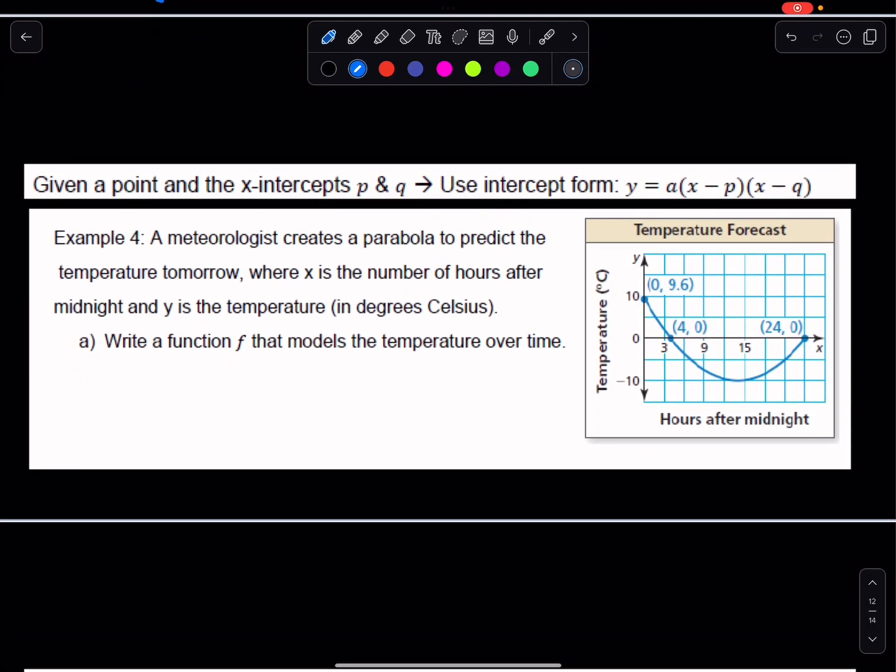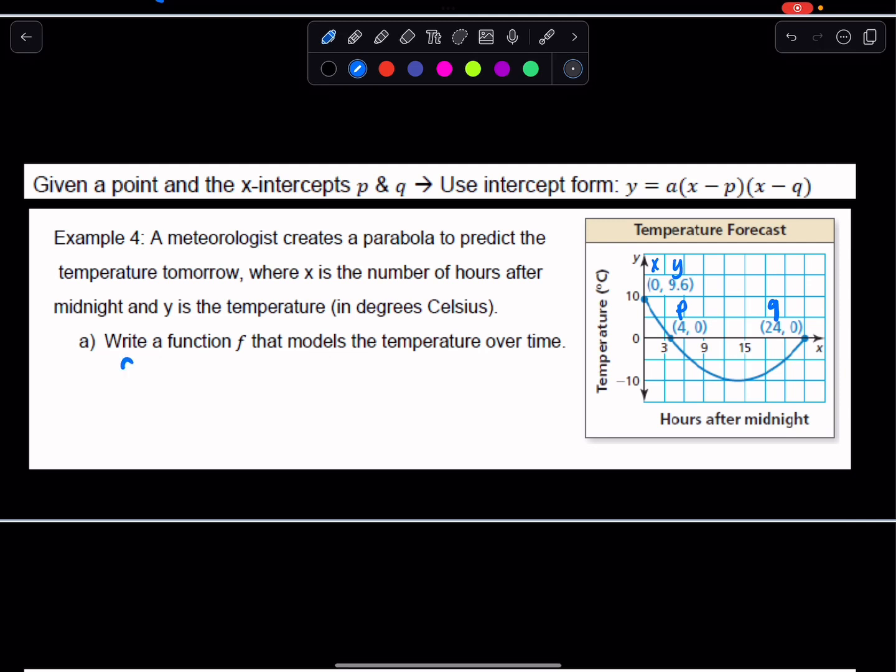All right, and then again, if we have a real world problem where we have the x-intercepts and a point, then we'll follow the same steps. So for example 4, a meteorologist creates a parabola to predict the temperature tomorrow, where x is the number of hours after midnight and y is the temperature in degrees Celsius. Write a function f that models the temperature over time. So we have a point x, y, and we have our two x-intercepts p and q. So we're just going to plug those in.